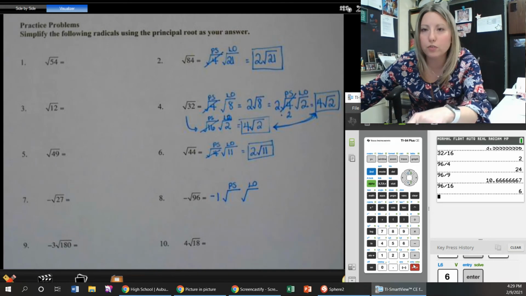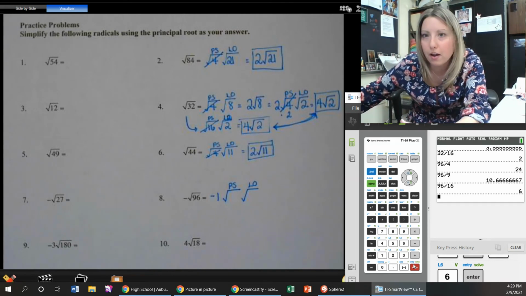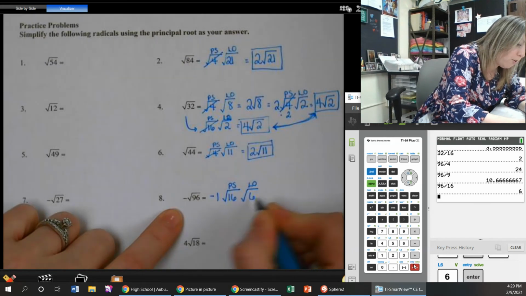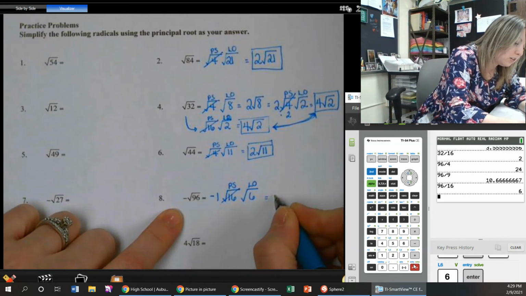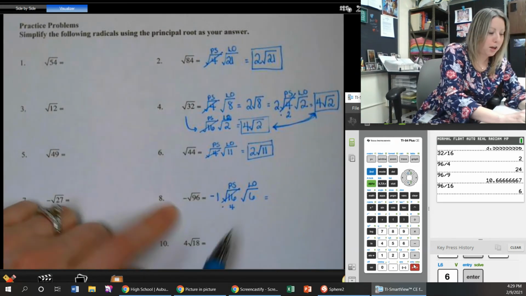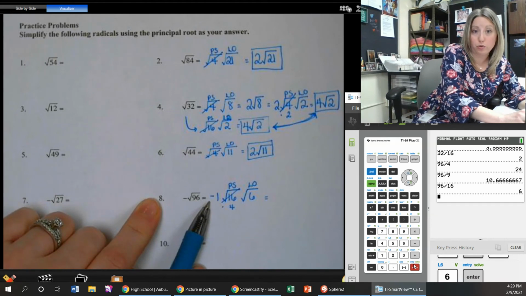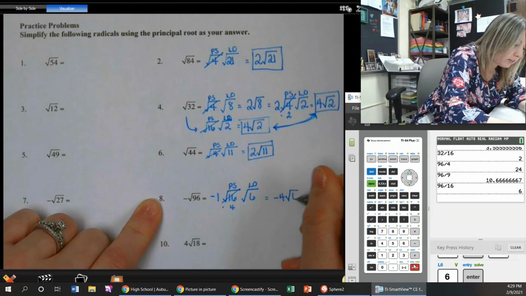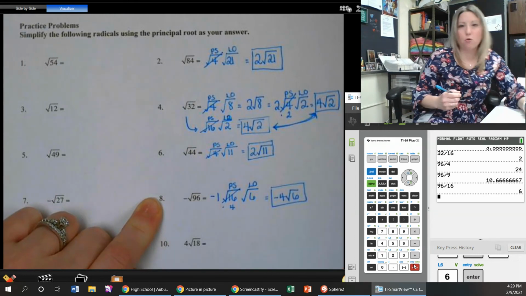16 leftover 6. 6 is the final leftover, not divisible by any perfect squares. So there we go. Square root of 16 is 4. And you need to multiply that by the negative 1 coefficient that was already there. You get negative 4 radical 6 as your final answer. Say that. Negative 4 radical 6.